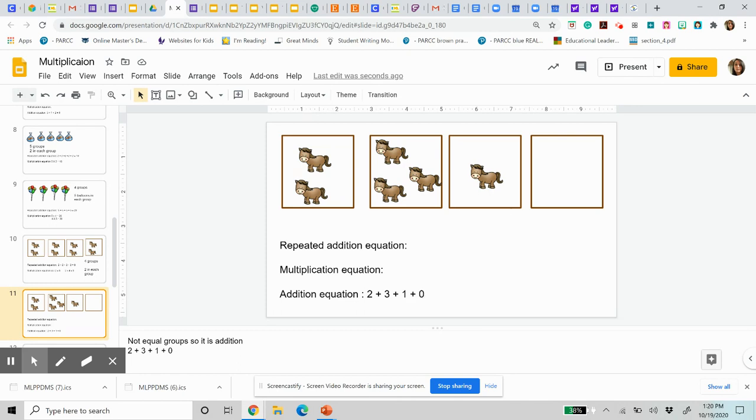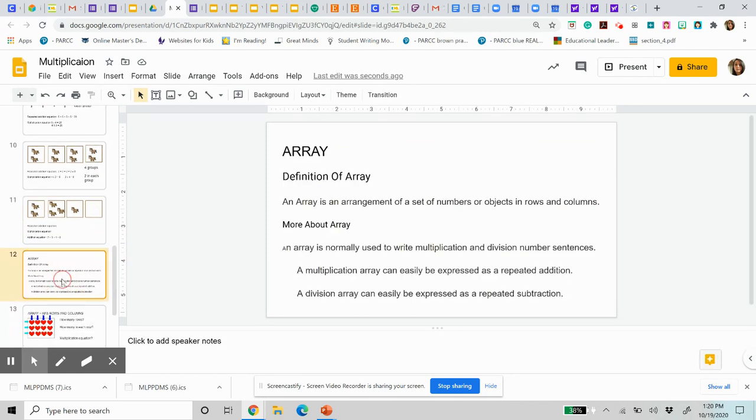If they're not talking about equal groups and they're just saying, she bought 2 horses on Monday, 3 horses on Tuesday, and 1 horse, that's not multiplication because they're not equal groups. So groups and things in the groups is what multiplication is. And there's another way we can discuss, and the other word they sometimes use is an array.